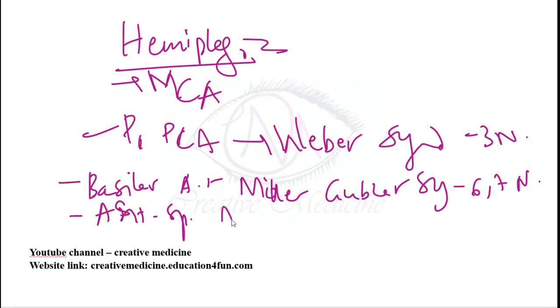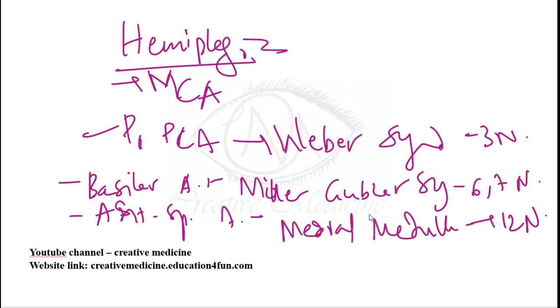In anterior spinal artery syndrome, that is medial medullary syndrome, even here you will see hemiplegia along with the 12th nerve. Hemiplegia along with the 12th nerve: medial medullary syndrome, anterior spinal artery. Hemiplegia along with the 6th and 7th nerves is Millard-Gubler syndrome, basilar artery. Hemiplegia along with the 3rd nerve is Weber syndrome, the P1 branch of the posterior cerebral artery.